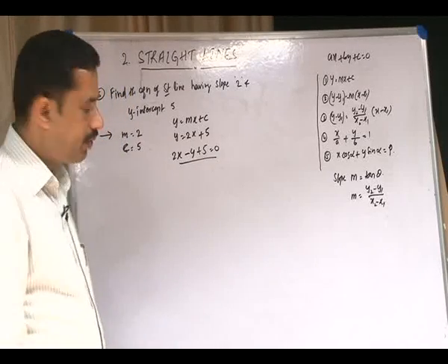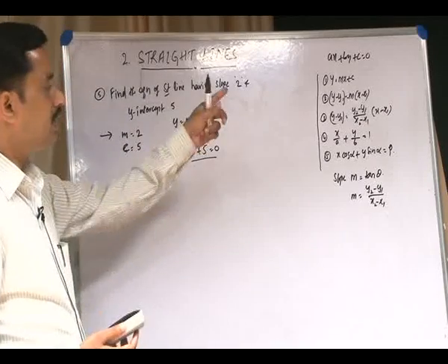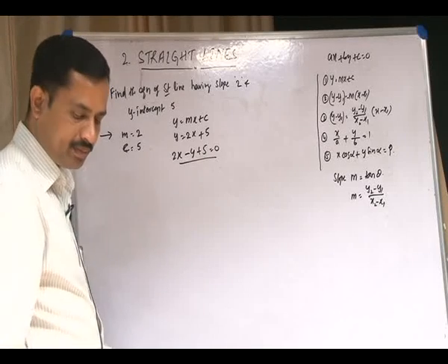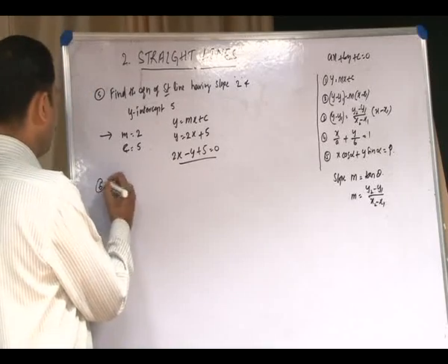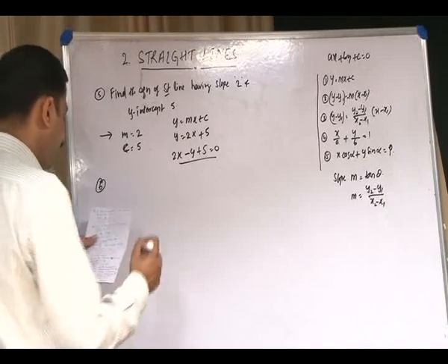Like this, you can find the equation of straight line by knowing the slope and y intercept by using the slope intercept form, that is y is equal to mx plus c. Next problem, find the equation of straight line.